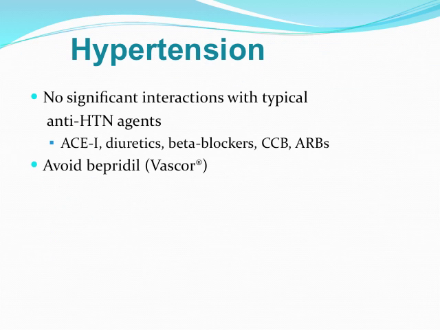For hypertension, if your HIV patient's hypertensive, there's no significant drug interactions. Typically, you can use a diuretic, a beta blocker, calcium channel blocker, ACE, ARB without much problem. The one that I found they did say to avoid was Bepridil, a calcium channel blocker, or Vascor. In HIV patients, you should avoid this calcium channel blocker.